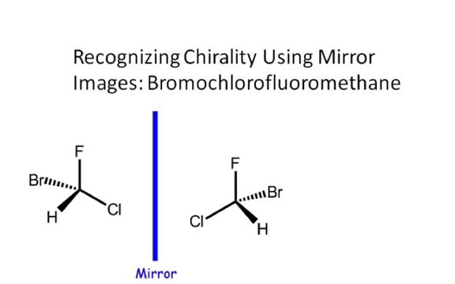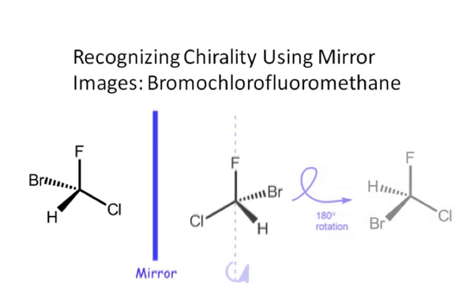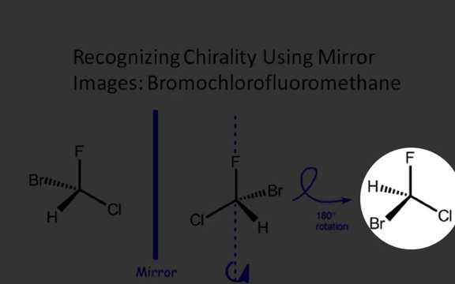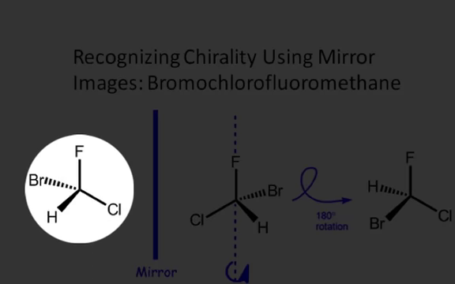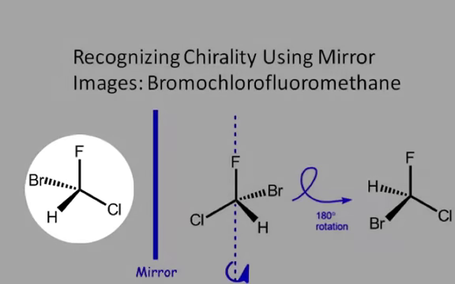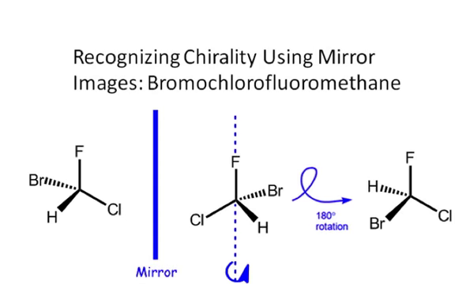And now if we perform the same rotation as we did before, we could see that the molecule on the right has the bromine group wedged and the hydrogen dashed, whereas the molecule on the left has the bromine group dashed and the hydrogen wedged. Thus, these 2 molecules are not superimposable, and thus this molecule is chiral.